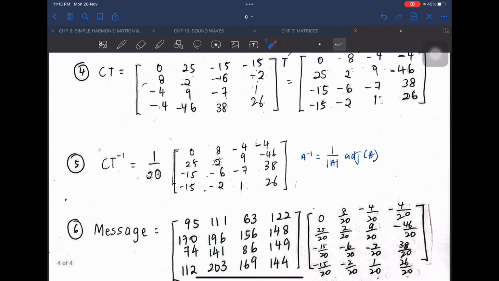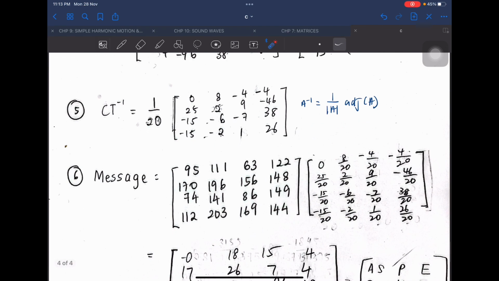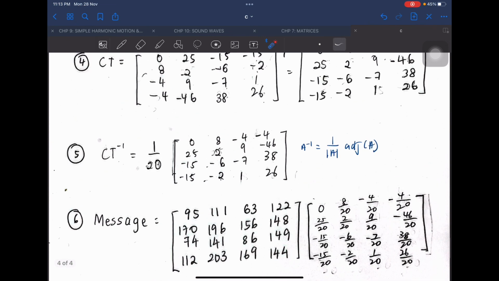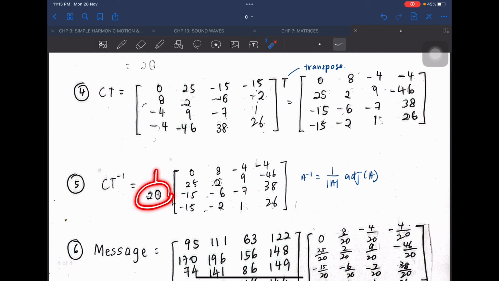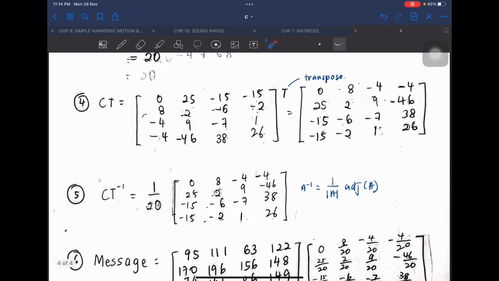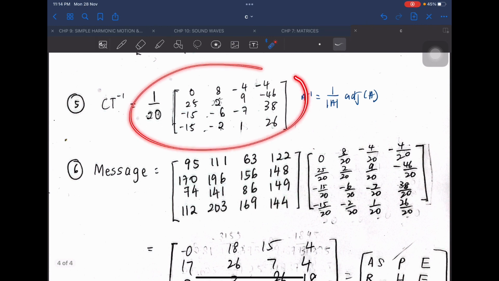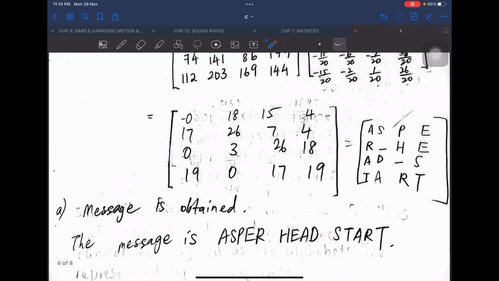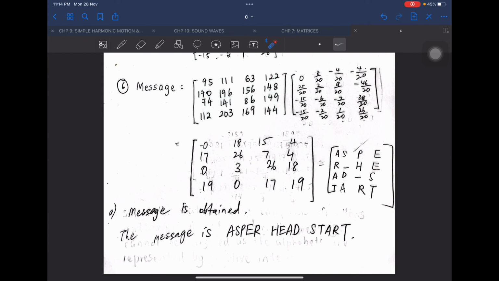So now we can just sub in into this formula, which is the inverse, which is what we want to find. And so this is 1 over the determinant, which is 20, and the adjoint of A, which is this value. Just sub it in and multiply as per usual, and we get this answer. So from the table that was given in the PDF, we can compare it with the table, and the message obtained is as per head start.